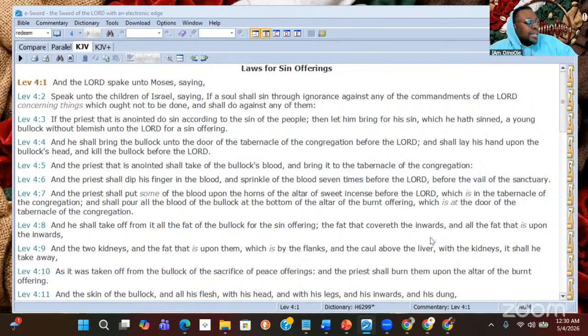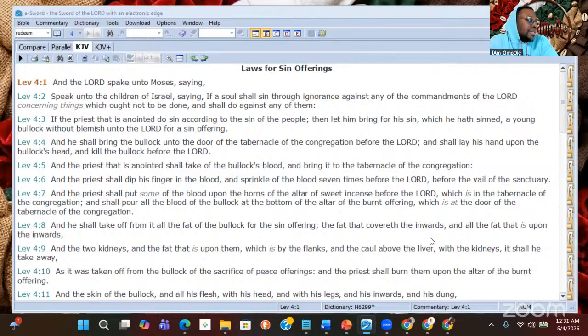And the priest that is anointed shall take of the bullock's blood and bring it to the tabernacle of the congregation. And the priest shall dip his finger in the blood and sprinkle of the blood 7 times before Jehovah, before the veil of the sanctuary. So that's outside of it. It's not fully inside yet.